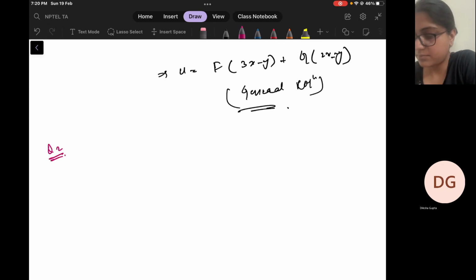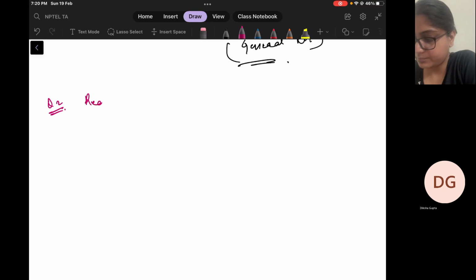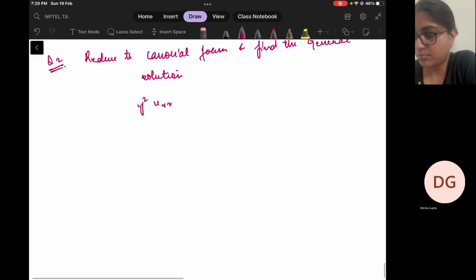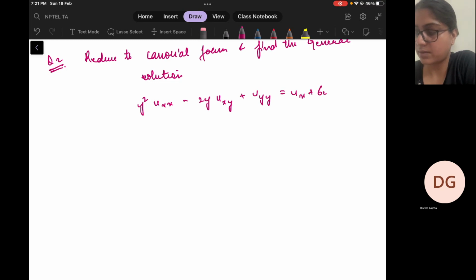Question number 2 is: reduce to canonical form and find the general solution. This is the equation: y² u_xx minus 2y u_xy plus u_yy is equal to u_x plus 6y. Again, the question is we have to reduce it to the canonical form and find the general solution.